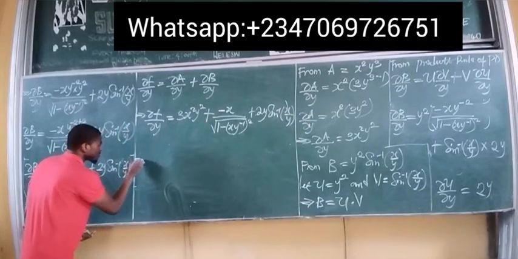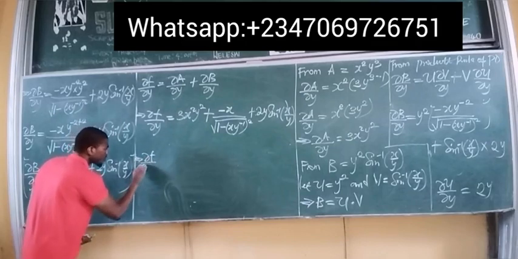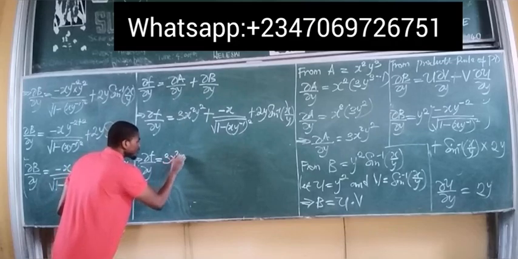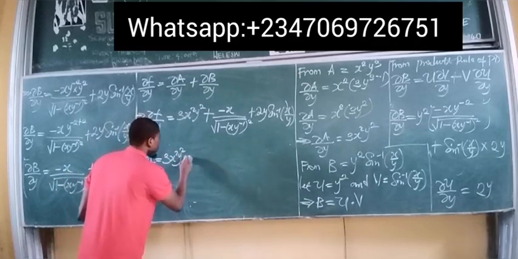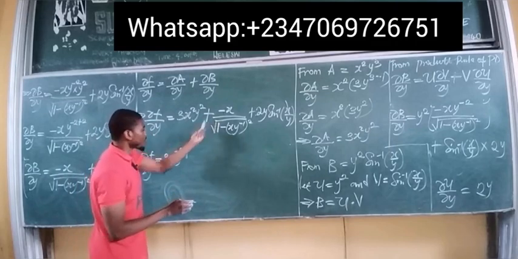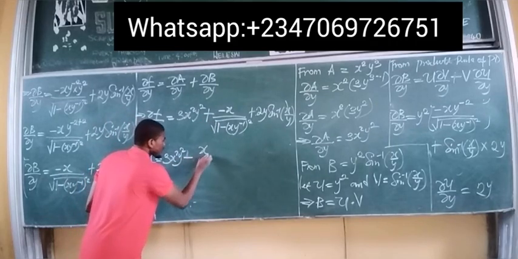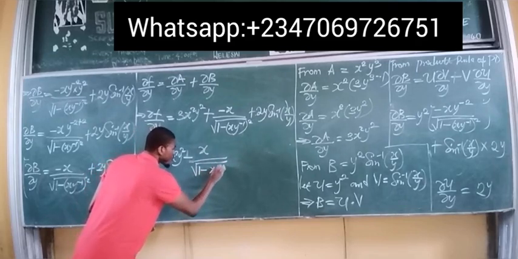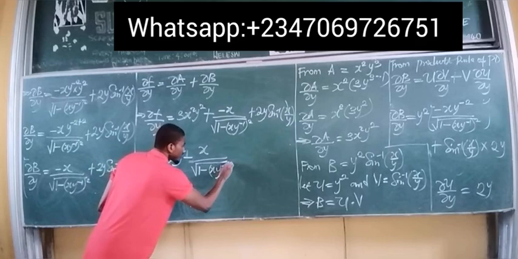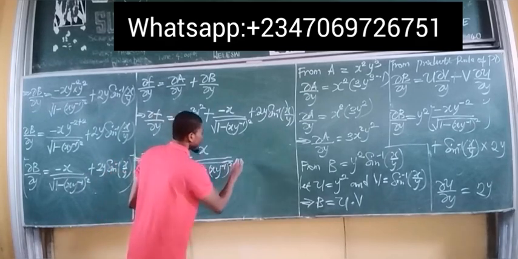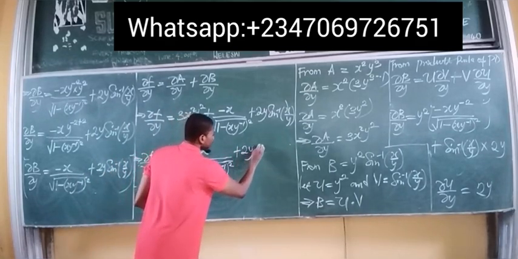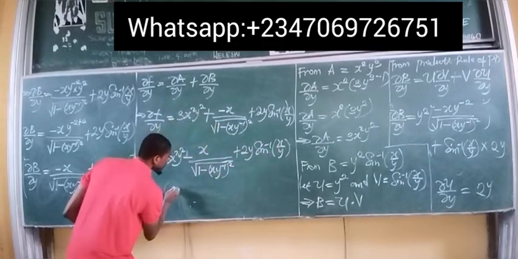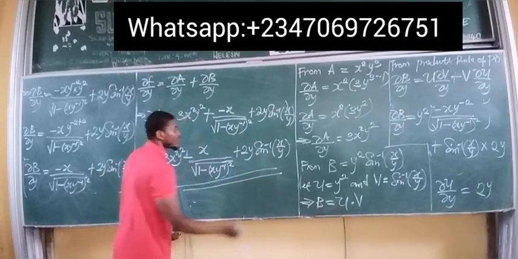This now implies that the partial derivative of this function with respect to y is simply equal to 3x squared y squared, plus it becomes minus, minus and plus becomes minus x over the square root of 1 minus x y to the power of minus 1 all squared, plus 2y sine inverse of x over y. So you have this to be the answer to that partial derivative.